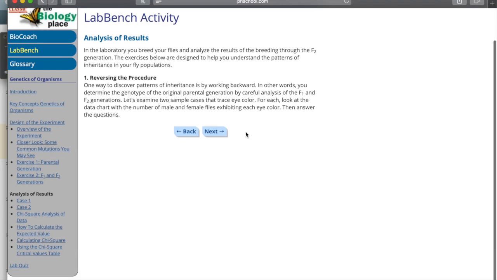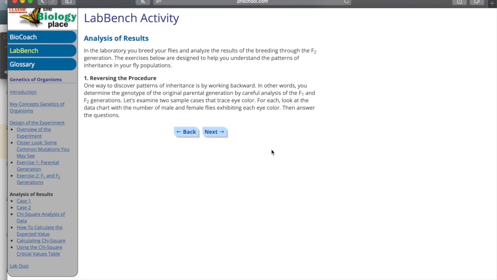All right. So in this section, one way to discover patterns of inheritance is by working backward. In other words, you determine the genotype of the original parental generation by careful analysis of the F1 and F2 generations. Now remember, this is something we talked about in the first video, where the purpose of doing these monohybrid and dihybrid crosses is to figure out the genotype of the parental generation. So let's examine two sample cases that trace eye color.